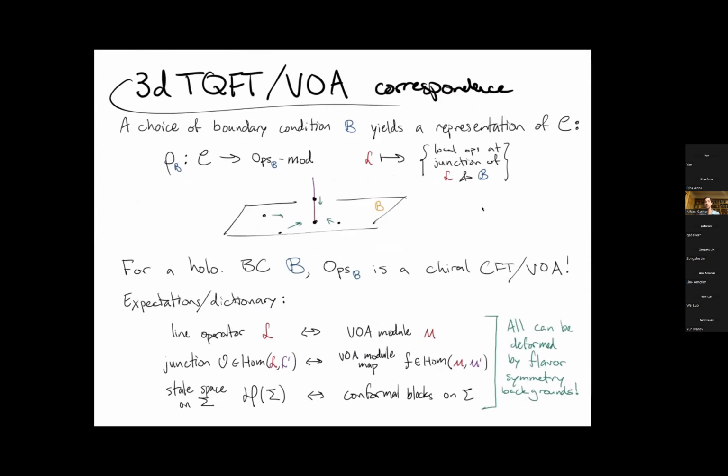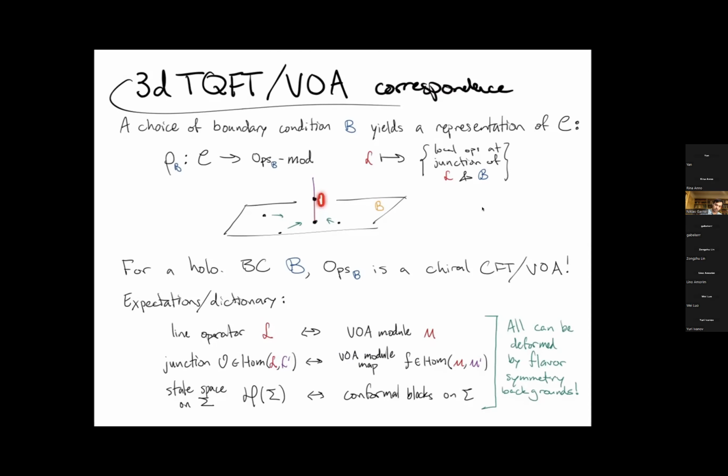What a representation means is what you expect a representation of a category to mean. Forget about the fact that it lands in Ops B for the moment. I'll mention what Ops B is in a second. But the basic statement is that for every line operator, these are the objects in my category C, I can produce from it a vector space, which is the vector space of local operators at the junction of L and the boundary condition B. So I've taken any object L, and I'm looking at this vector space of local operators at the end of my line as it ends on boundary condition B.